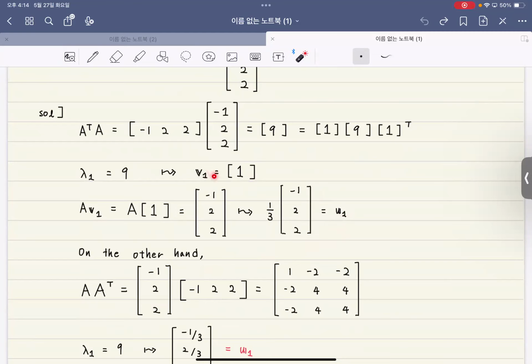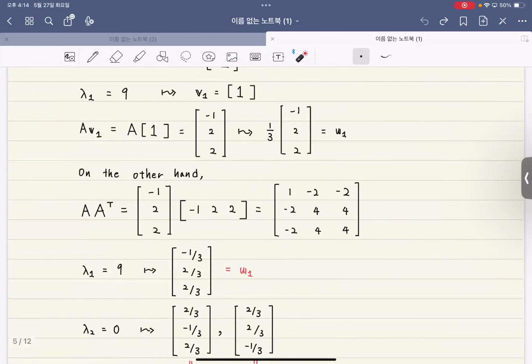We now have the basis vector v1. This guy spans the row space of the domain of A, and this guy spans the column space of A. But we are not quite done yet. So in order to get the full singular value decomposition, we still need to find the orthonormal basis that spans the orthogonal complement spanned by this vector.